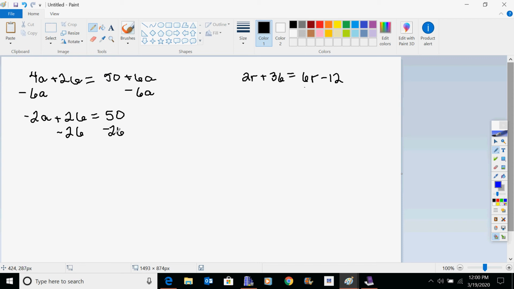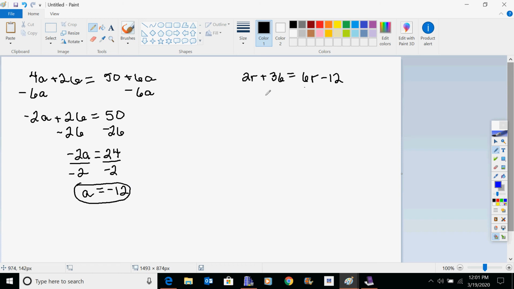Another thing that sometimes I see students do is I see people wanting to take away this 50 instead of taking away the 26. So we're going to do that. 50 minus 26 gives you 24. So when I have negative 2a equals 24, because this means multiply, you need to divide in order to undo your multiplication. So a equals negative 12. And so here's my answer to this question.